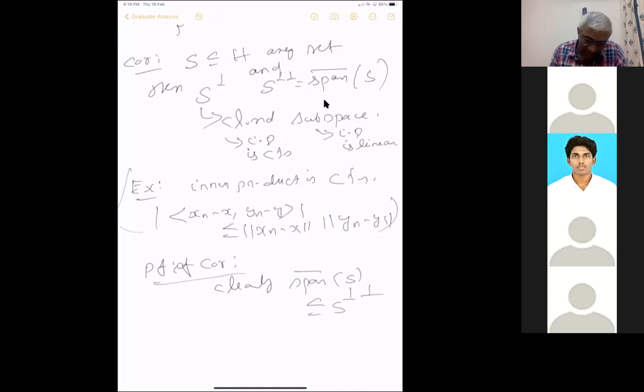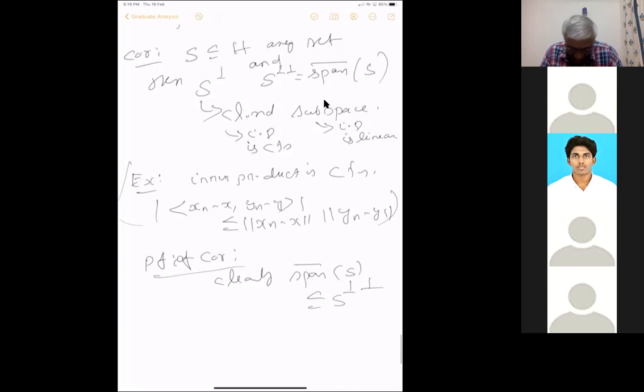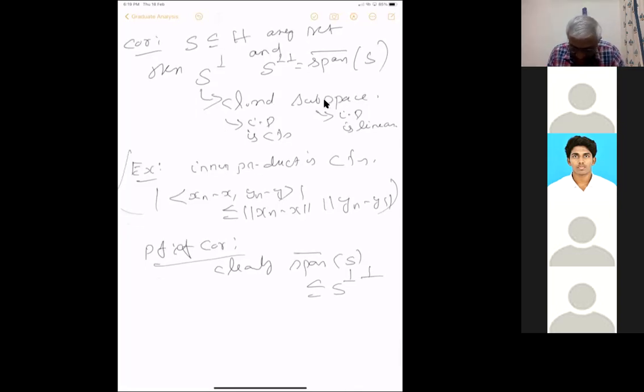That's the argument we have used, using inner product linearity and orthogonality of inner product. Clearly, span is contained in S double perp. If S is orthogonal to S perp, you take the span of S, that is also orthogonal to S perp. So this is all contained in S double perp. Then the closure is also contained in S double perp. We have to prove the other way only.